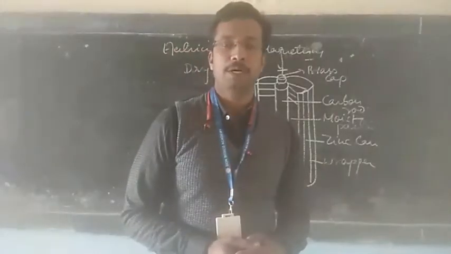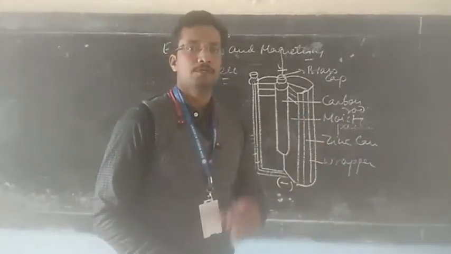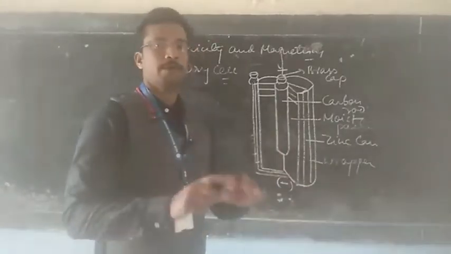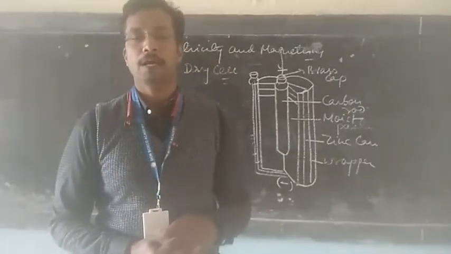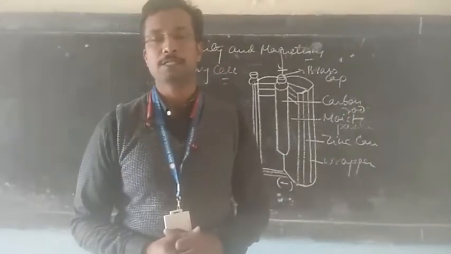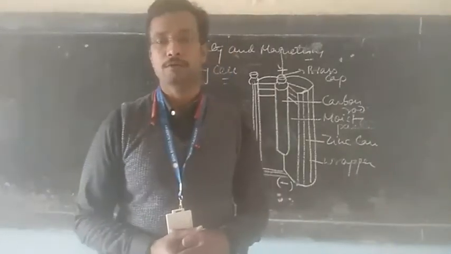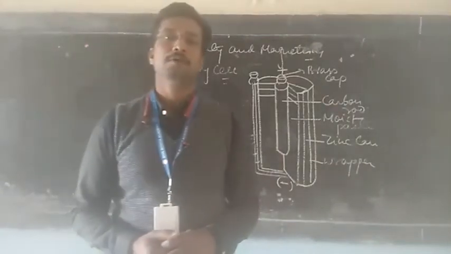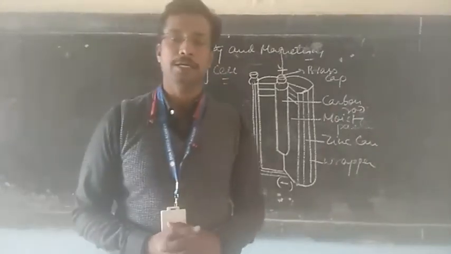The other important part of the battery is the moist paste. So around the carbon rod, that is this rod, you will find a mixture of manganese dioxide and a paste of ammonium chloride. This ammonium chloride is also called the electrolyte, and there will be a chemical reaction of these chemicals inside that will constitute the electric current.